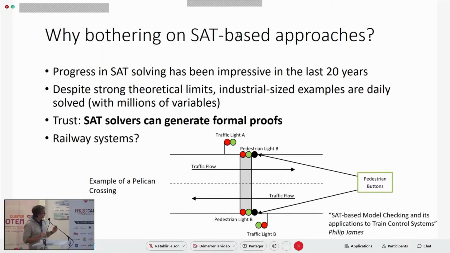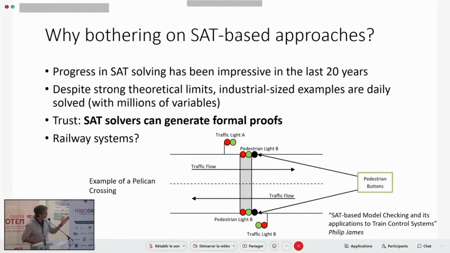And why it's very important also is that at the end of the computation, when the SAT solvers say yes, you can reach the bad states, or no, you cannot reach the bad states, the SAT solver can give you a proof. The proof can be quite large. I mean, it can be like terabytes of proof, of resolution steps. But you can check it with a very simple algorithm that is proved by itself.